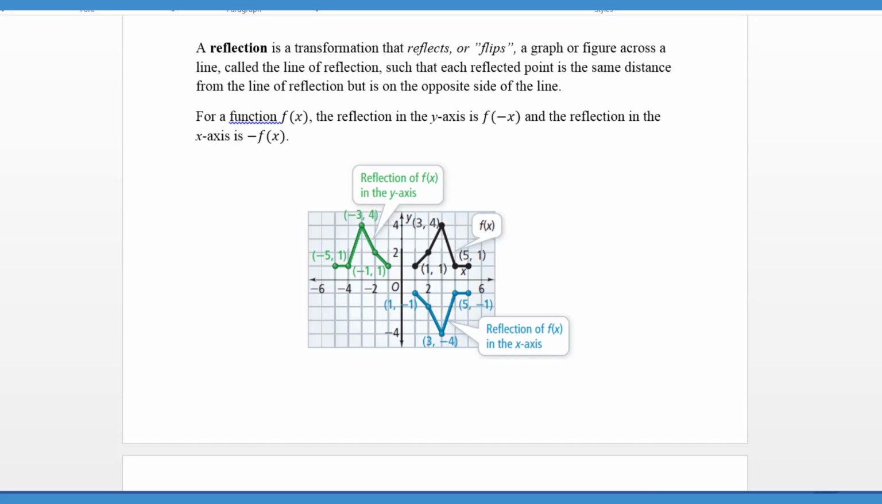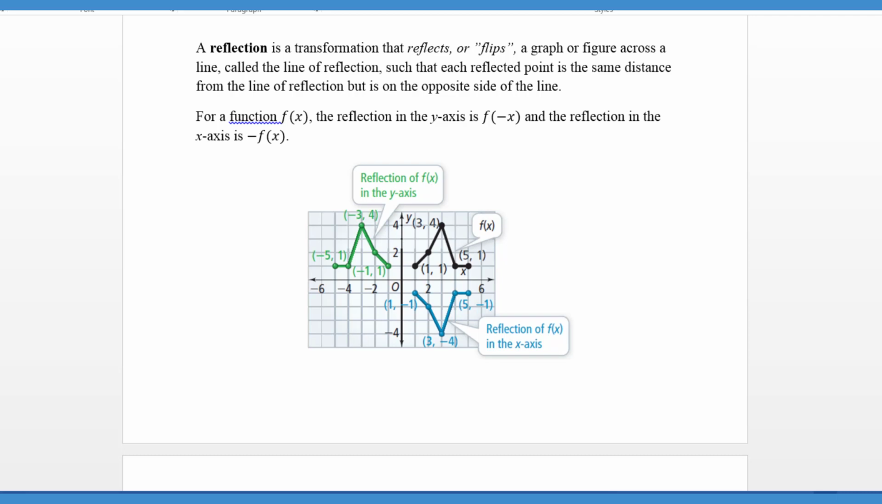For our next transformation, we're going to talk about reflection. And you can see reflection is a transformation that reflects or flips a graph across a line, which we call a line of reflection. Now, initially we're going to start by reflecting our graphs or our functions across either the y-axis or the x-axis, but keep in mind that you can also reflect any figure over any given line or point over another point, so it won't just be the x and the y-axis. However, that's how we will start today.